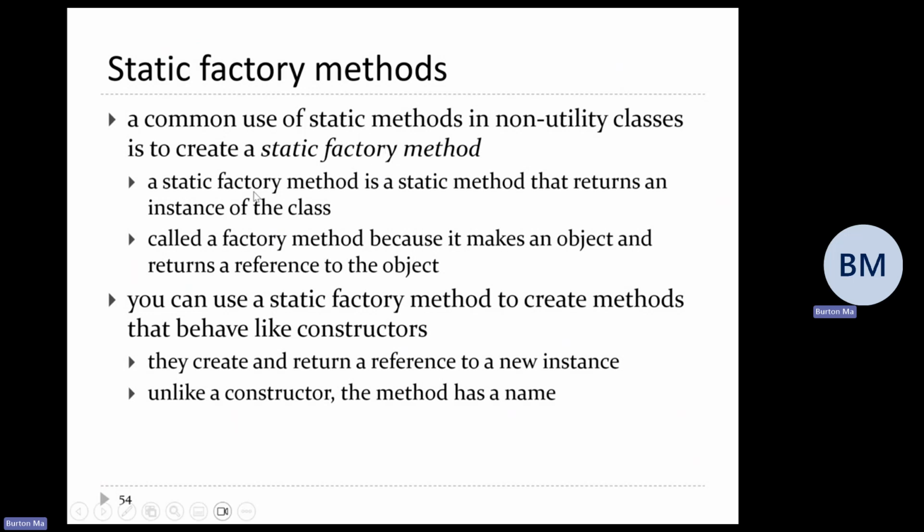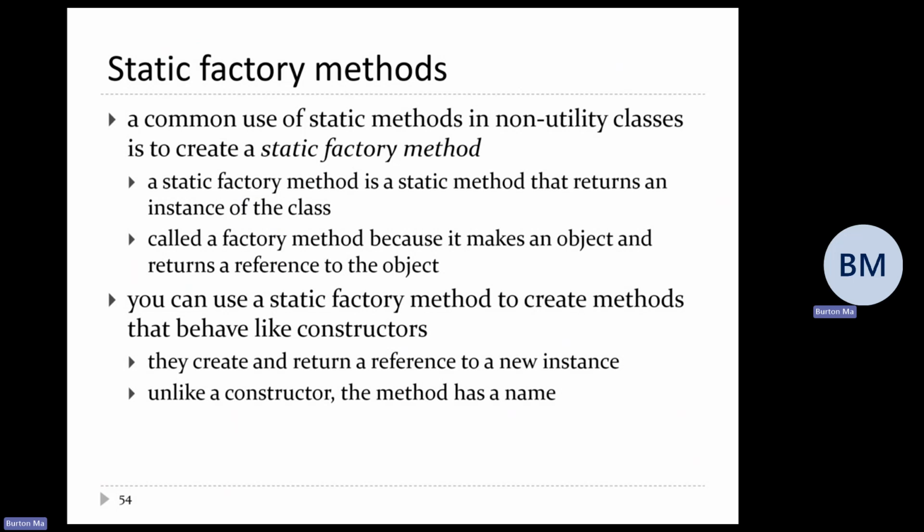So a static factory method, it's static. That's why the name static is in the name, right? So it's a static method that returns an instance of the class. In other words, it makes a new object of the same type of the class that it's defined in. It's a factory method because it makes a new object and returns a reference to the new object.